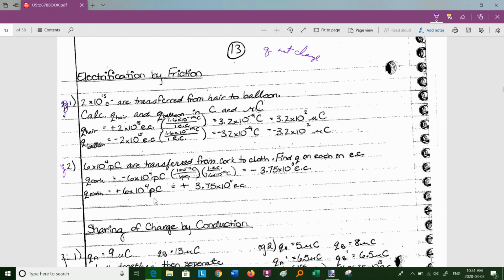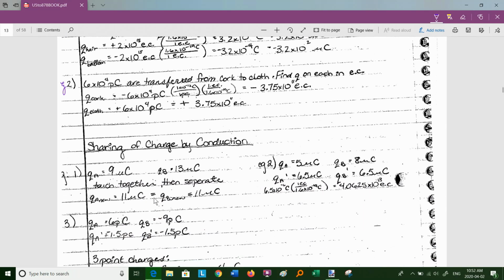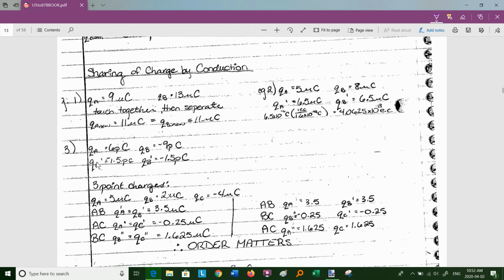Okay, so those are just straight friction examples. Let's talk about sharing charges by conduction. I'm still on page 13 here. What if we have two charges, let's say two metal spheres, same dimensions, and we bring them together so that they touch and then they separate. They're held on insulating plastic handles, so you don't get any grounding effect, you don't get any electrons transferring through you to the ground or any loss.